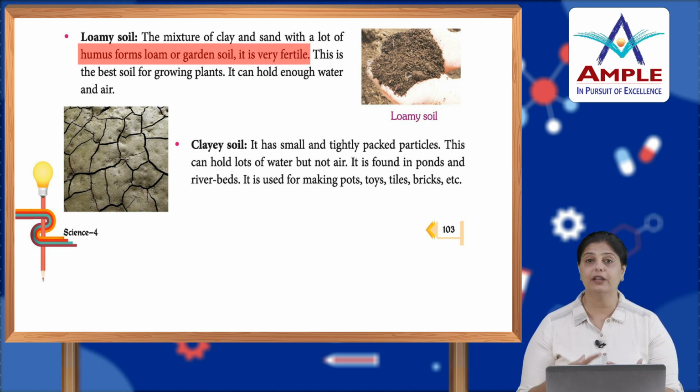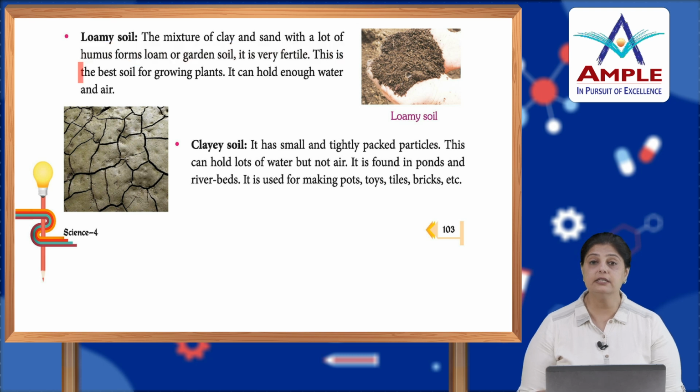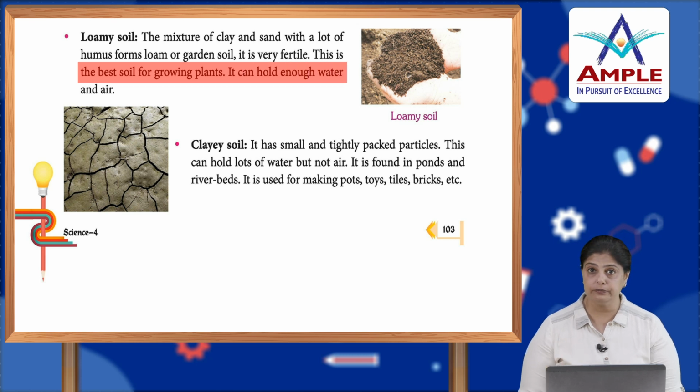Loamy soil is the best soil for growing plants because it can hold enough water. There is a lot of humus in it, and that is when it forms loam or garden soil.